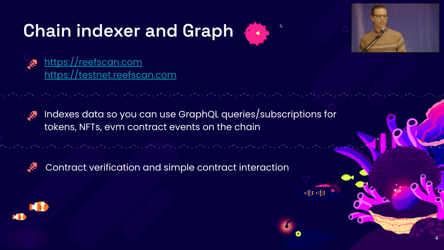Then we have the indexer and the graph. So on reefscan.com you can see all the blocks. It's basically like Etherscan. We added some additional features, like you can use GraphQL queries to query data. We index the tokens and the NFTs, so you get very easy value lists for all the accounts on the chain. And you can listen to EVM contract events over there.